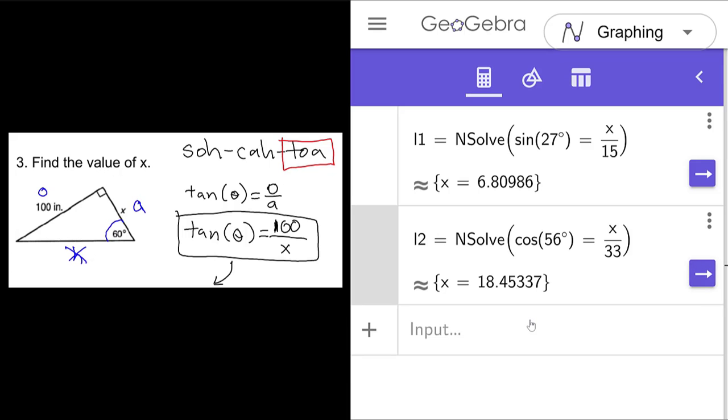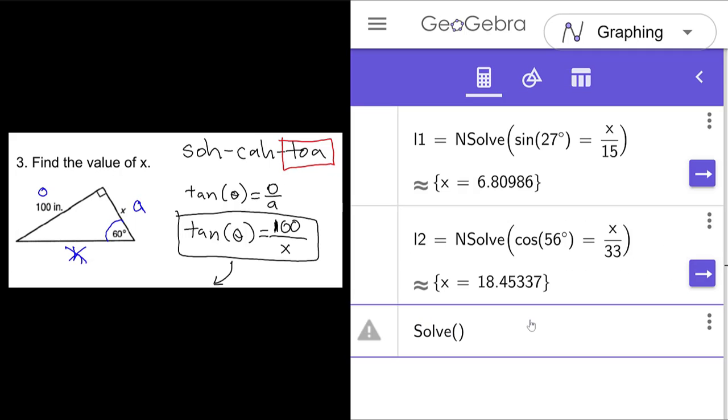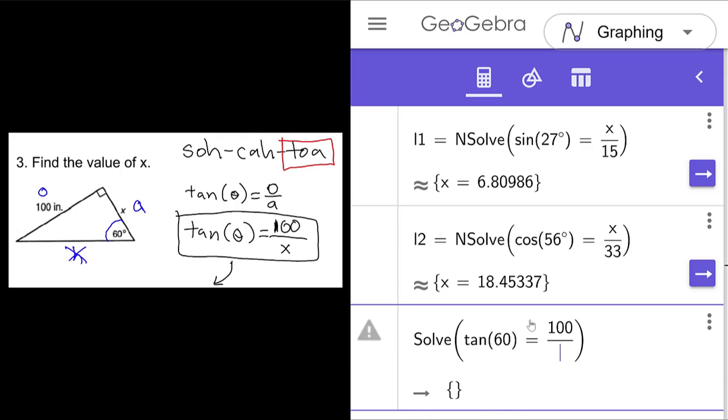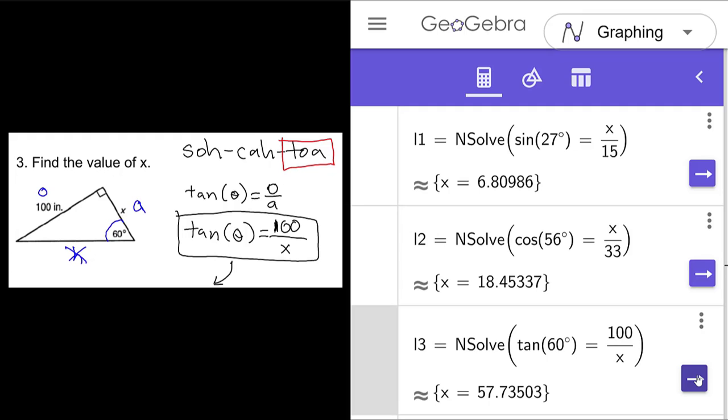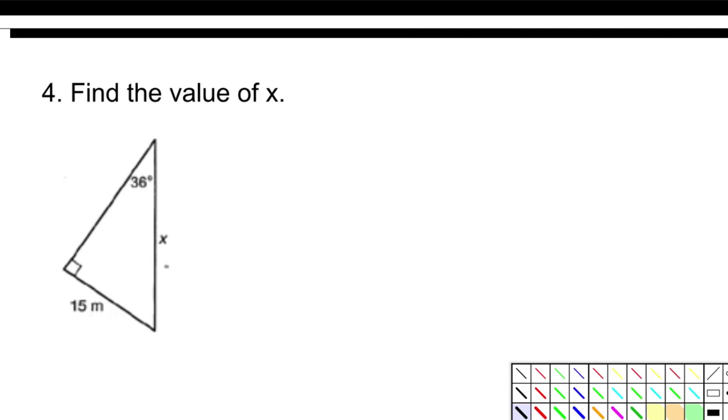All right, problem number 3. Let's go ahead and continue on where we left off. So again, how do we do it? Just type the word solve and then record your equation inside the parentheses. So tangent of 60 degrees is equal to 100 divided by x. And there's the exact answer, but I want a decimal value. So give me a decimal value, and it says it is 57.7. All right, and then we'll call it a day.